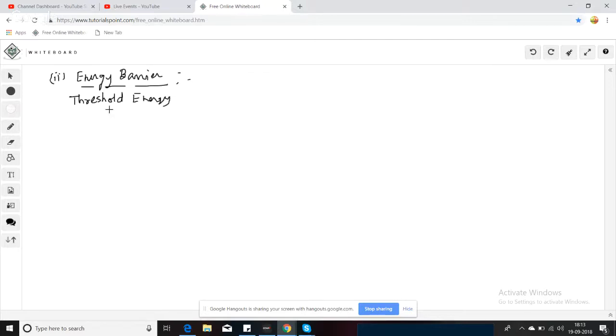Threshold energy. Write down: it is the minimum amount of energy which colliding molecules must have to make a chemical reaction possible. Okay, it is fixed for a reaction.